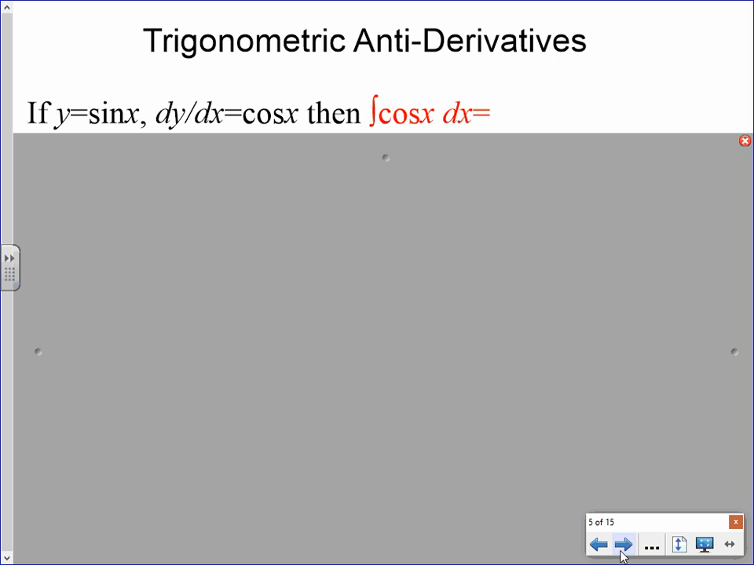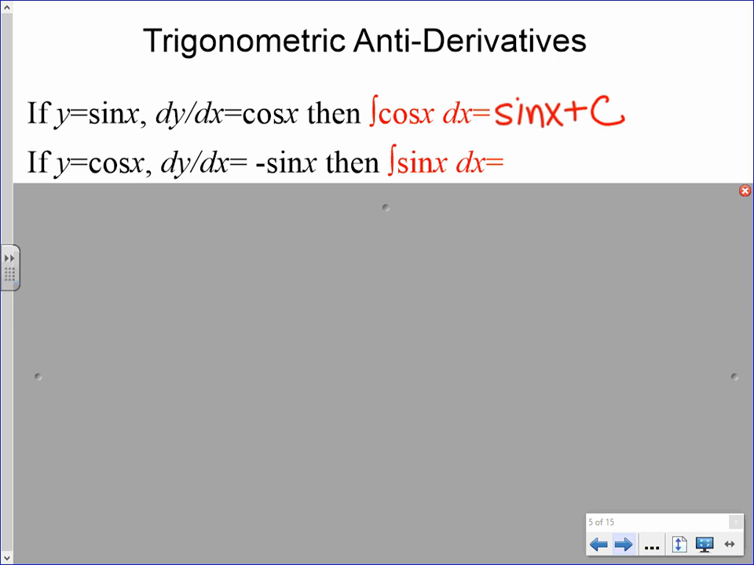If the derivative of sine is cosine, then the antiderivative of cosine would be sine of x. Next, we'll talk about the antiderivative of sine.